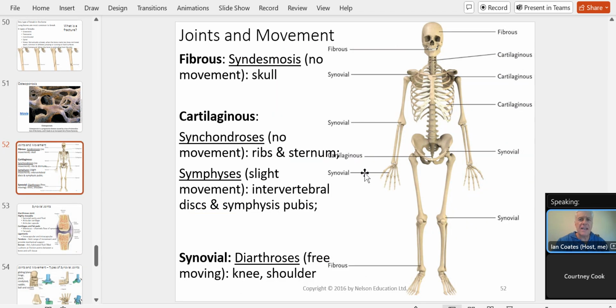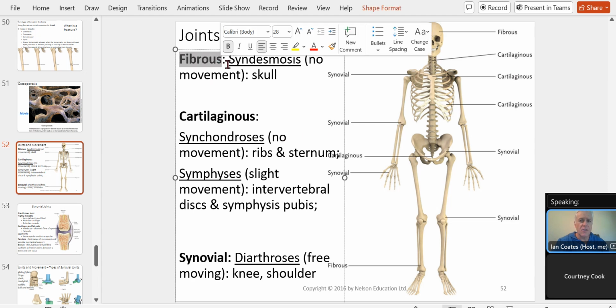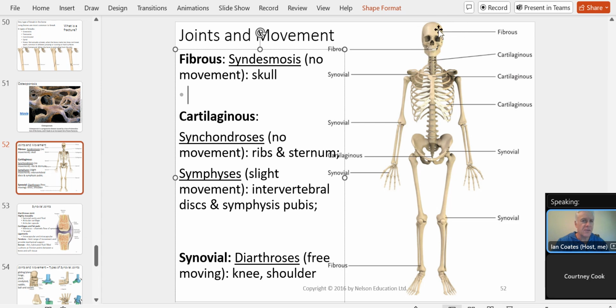Joints and movement. They're what we call fibrous or syndesmosis joints. There is absolutely no movement. These are in the skull. You've seen these. These are called sutures. Those are fibrous or syndesmosis joints.